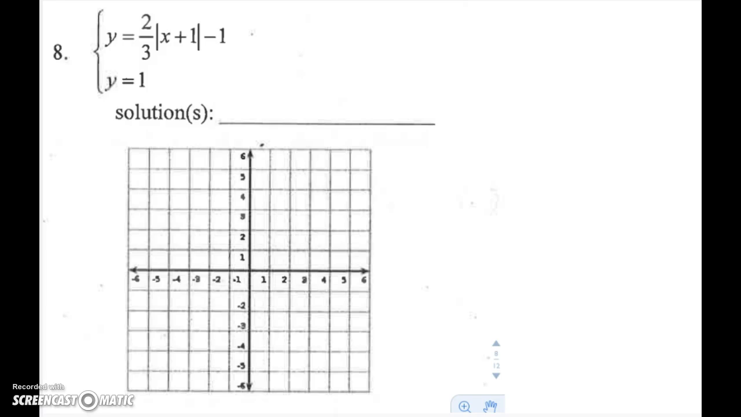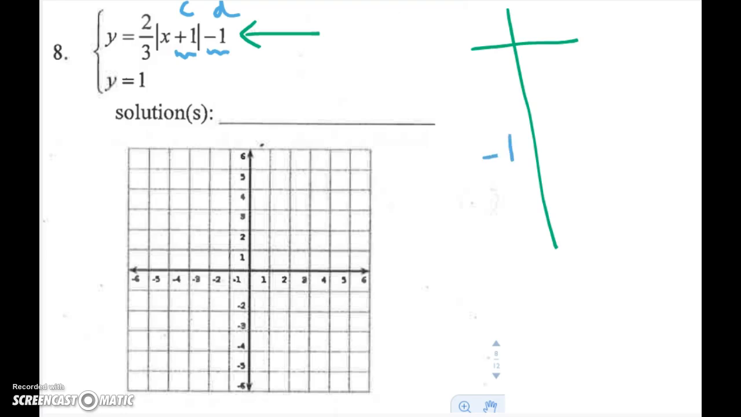Okay, so what you'll notice is the first function in our system is an absolute value function, and what we've been doing so far is making a table of values to help us graph this. Feel free to use your graphing calculators to create this table. I'm going to start by identifying my vertex, which is the opposite of C, D. Remember, this is our C value, and this is our D value. So in the middle of my table, I'm going to go ahead and plot -1, -1.